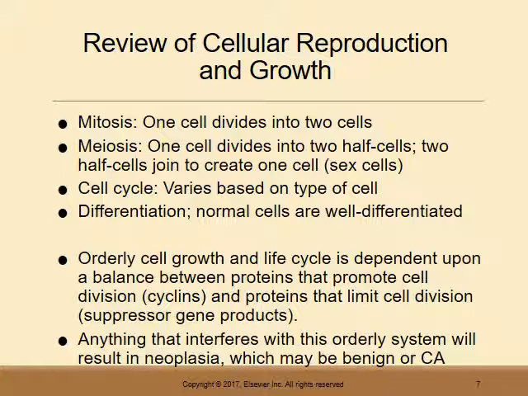Orderly cell growth and life cycle is dependent upon a balance between proteins that promote cell division and proteins that limit cell division. The proteins that promote cell division are called cyclins, and the proteins that limit cell division are suppressor gene products. Anything that interferes with this orderly system will result in neoplasia, and this neoplasia may be benign or cancerous, malignant. So know that that balance has to exist for an orderly cell growth and life cycle.